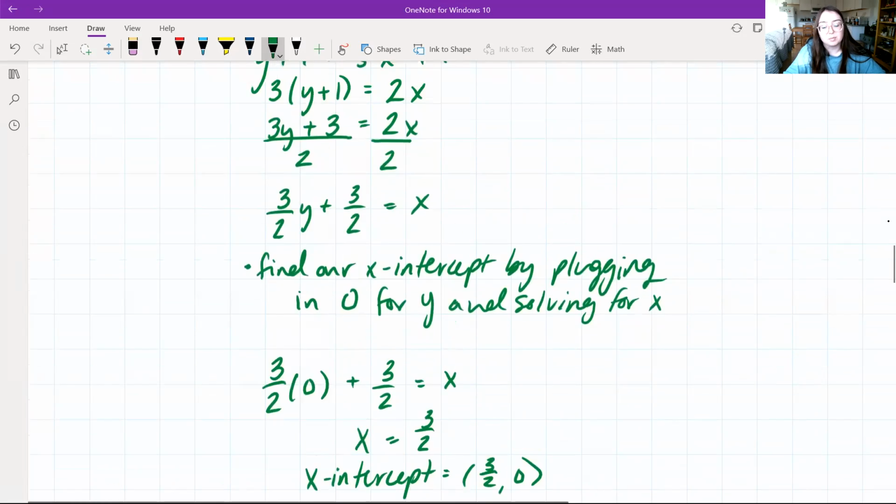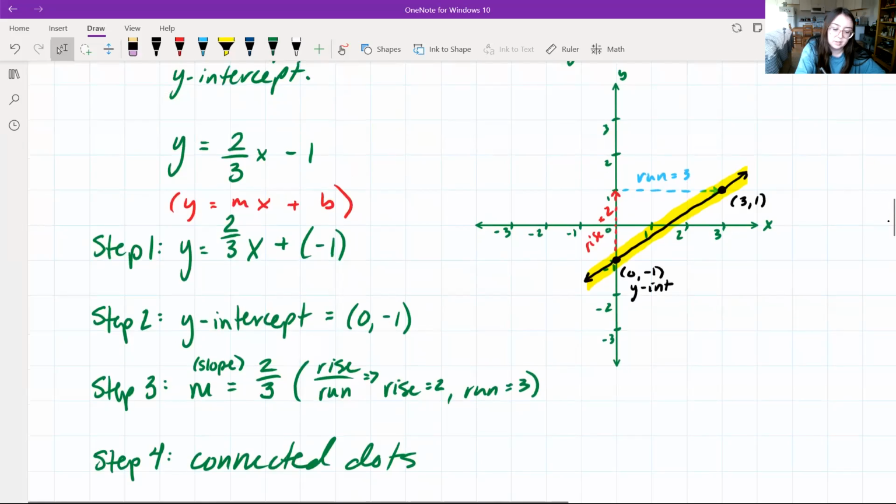Now we can go to our graph and plot this point as well. So our point was (3/2, 0) on our graph. 3/2 is 1.5, which is about right there. So we do have that third point, and it does fall in line with the graph of the line that we plotted.